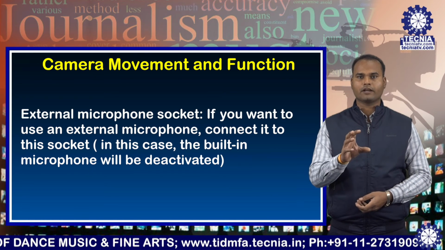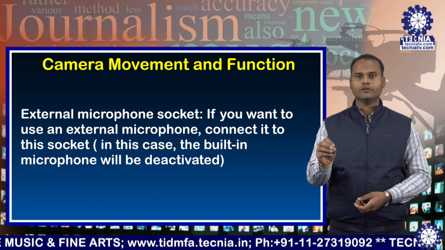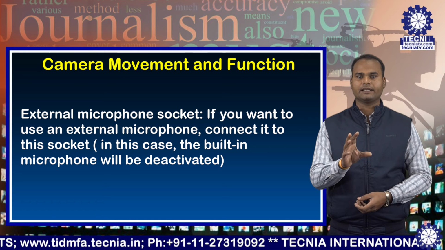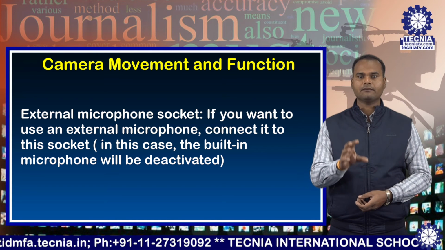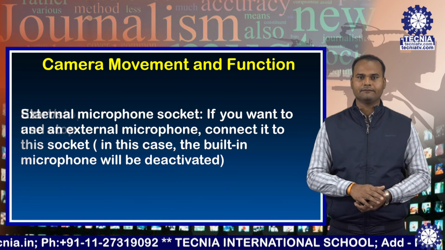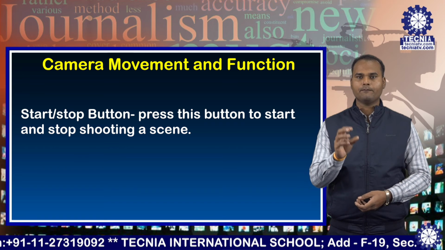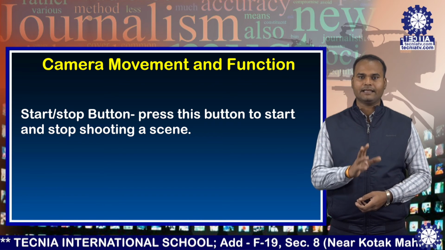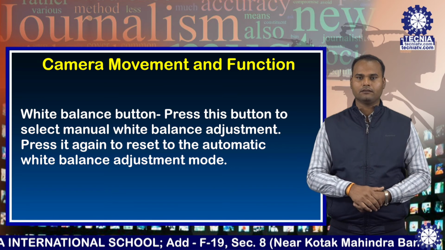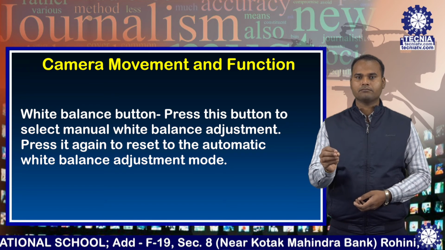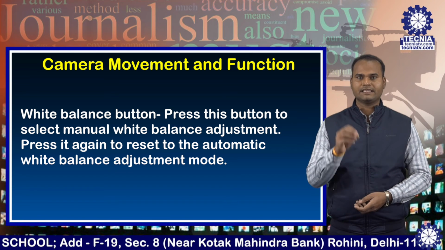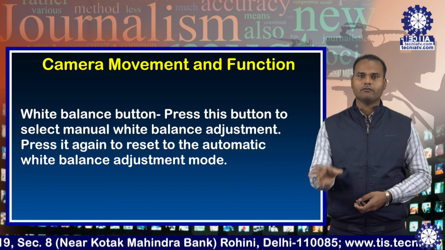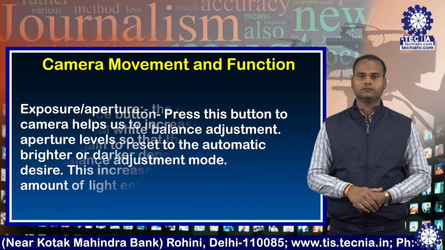External microphone socket. If you want to use an external microphone, connect it to this socket. In this case, the built-in microphone will be deactivated. Start stop button. Press this button to start and stop shooting a scene. White balance button. Press this button to select manual white balance adjustment. Press it again to reset to the automatic white balance adjustment mode.